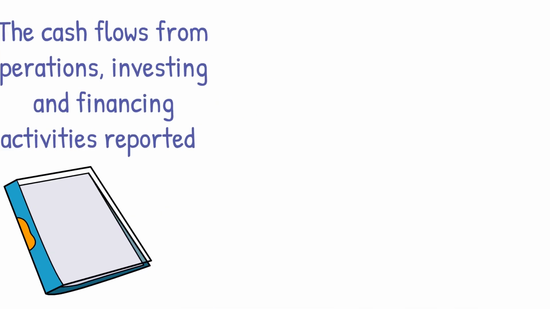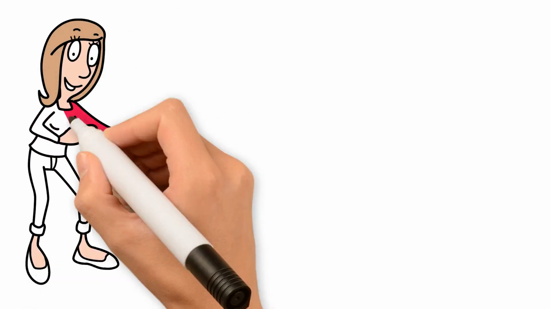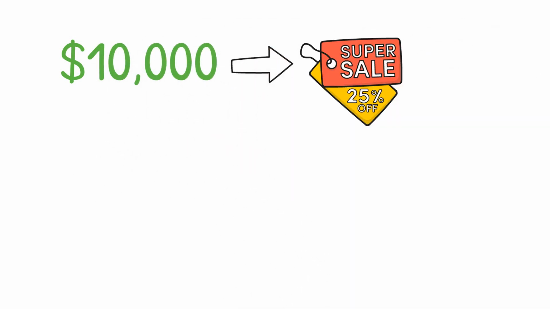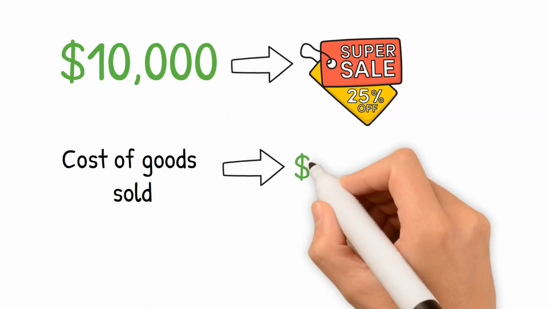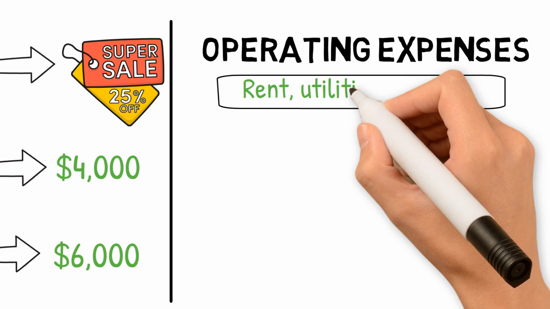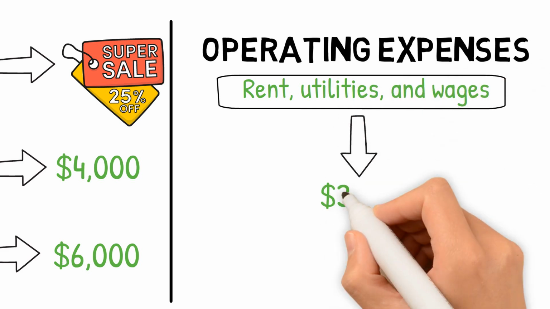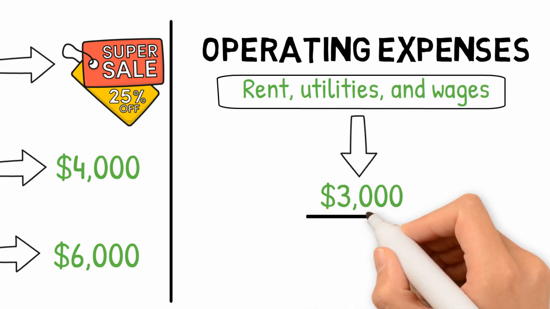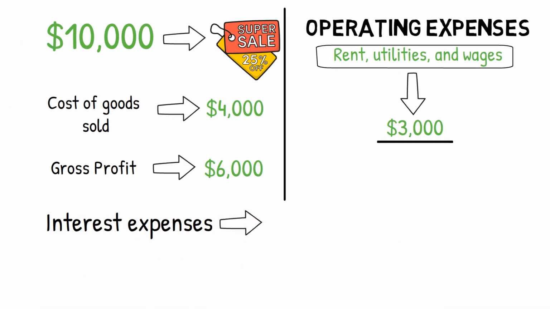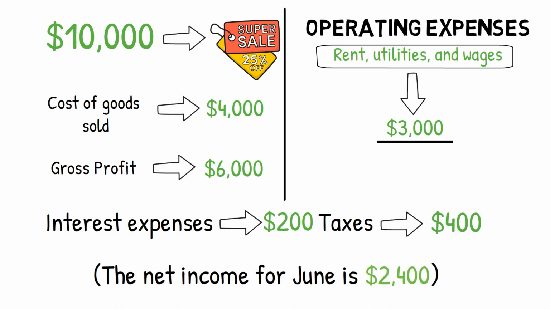Let's delve deeper into our example with Cheesy Chuck's Classic Corn to see these interrelationships in action. For June, Cheesy Chuck's recorded $10,000 in revenue from corn sales. The cost of goods sold amounted to $4,000, giving a gross profit of $6,000. Operating expenses, including rent, utilities, and wages, totaled $3,000. This results in an operating income of $3,000. After accounting for interest expenses of $200 and taxes of $400, the net income for June is $2,400.